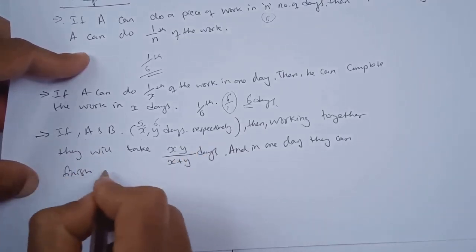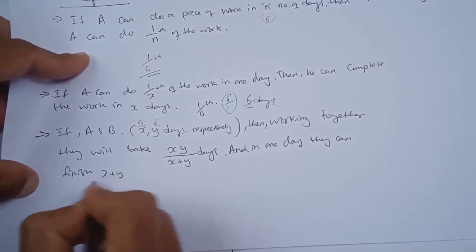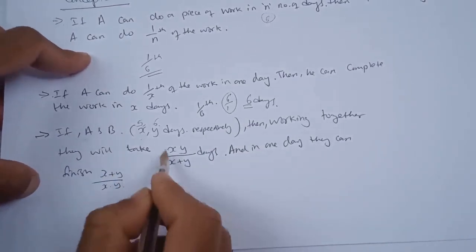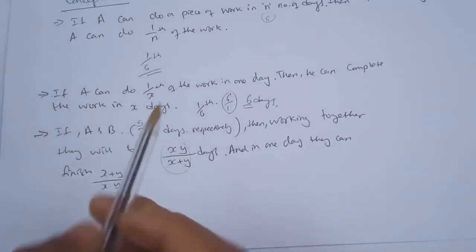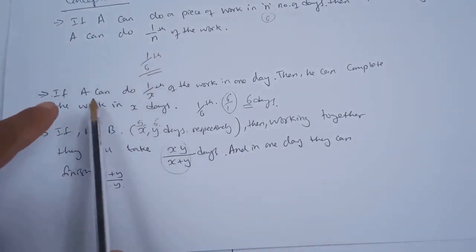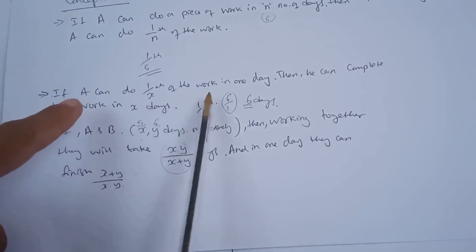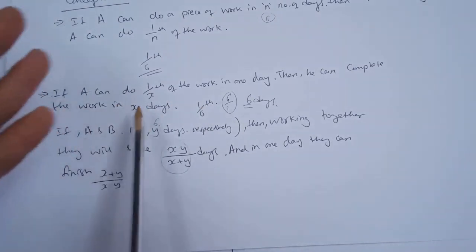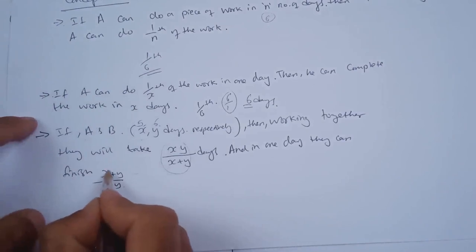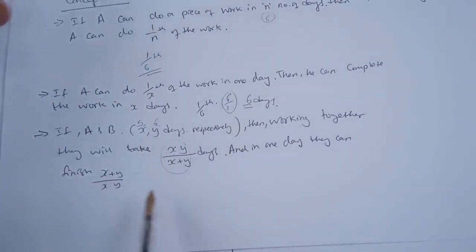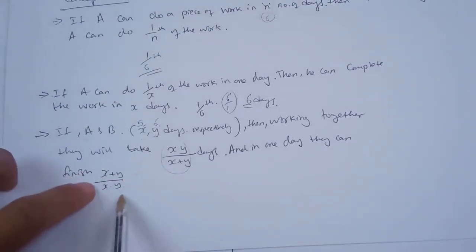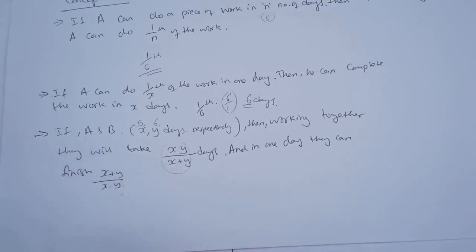Simply, we take x plus y over x into y, and then take its reciprocal. If A can do a piece of work in X days, then in 1 day A does 1 by X of the work, which is directly the reciprocal. Taking the reciprocal, we get their 1 day's work.